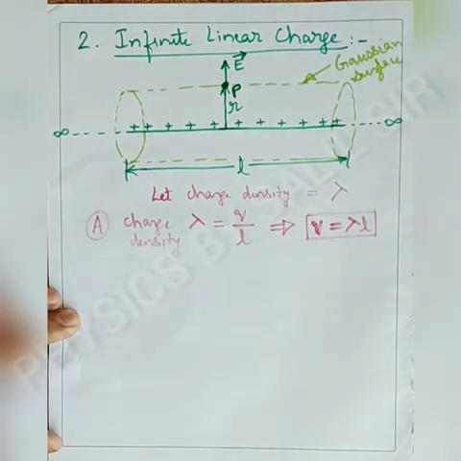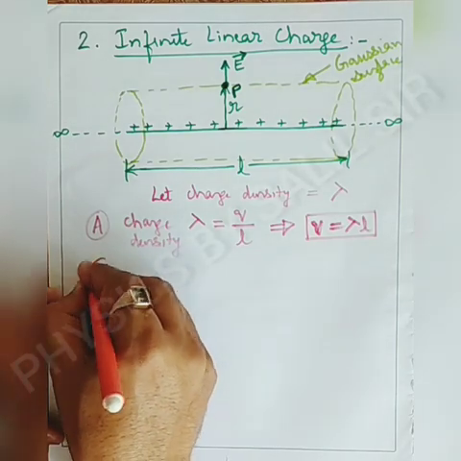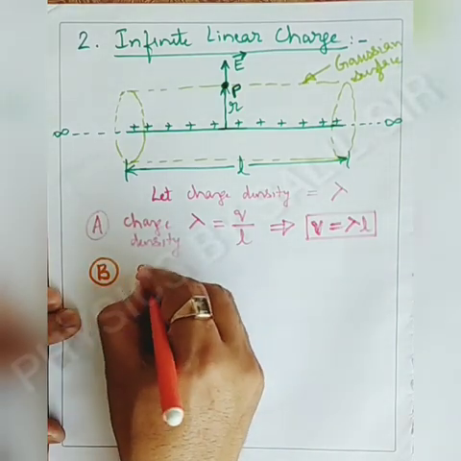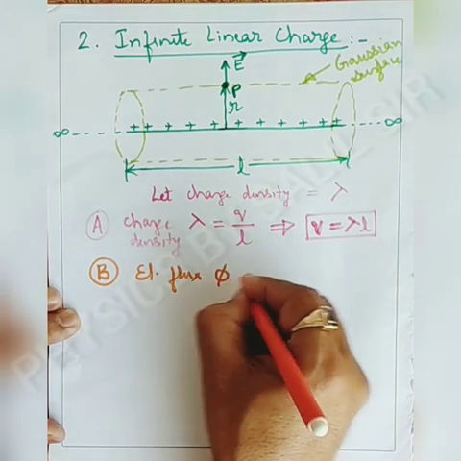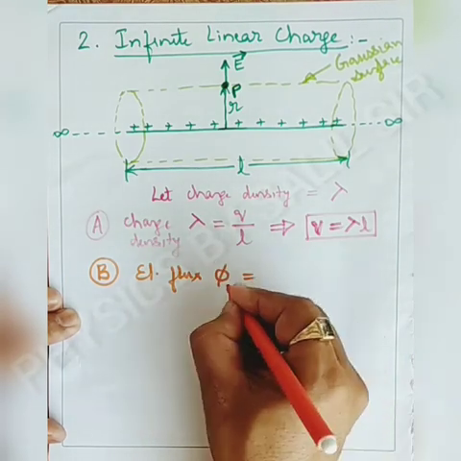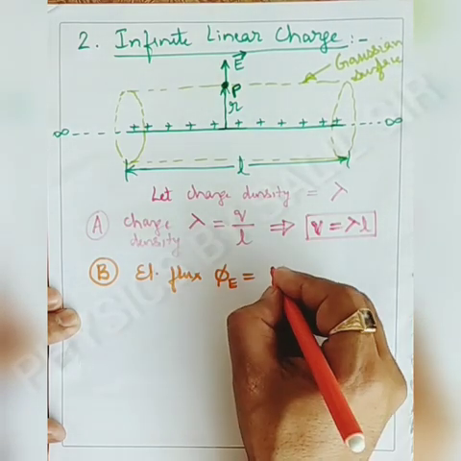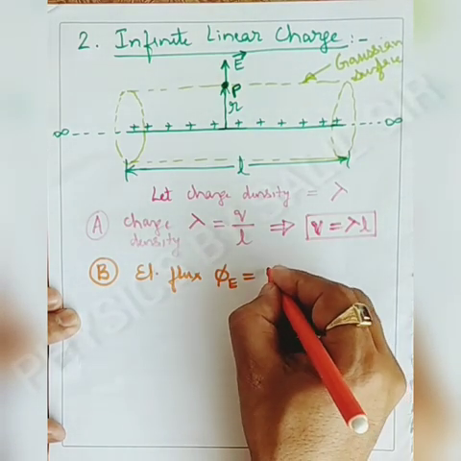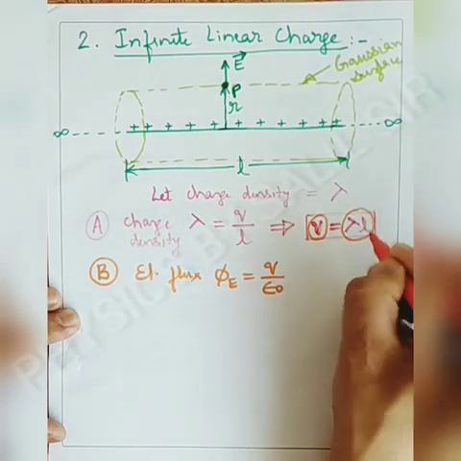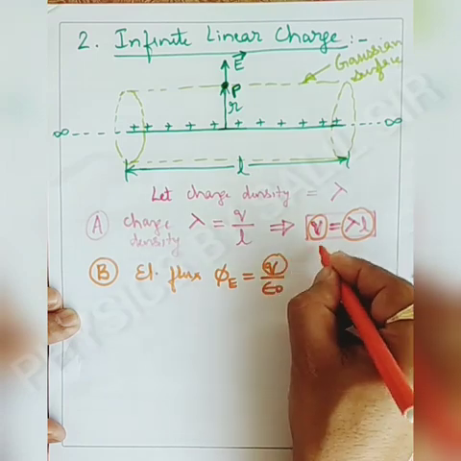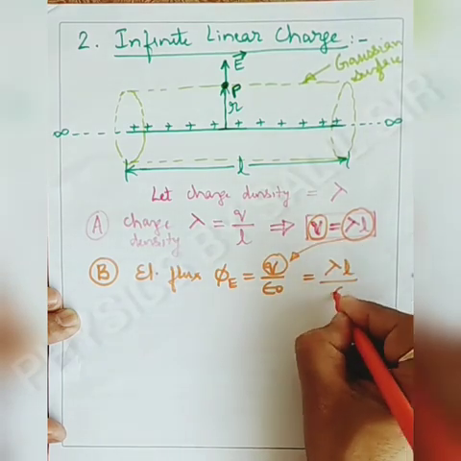Now B will be electric flux. Electric flux, we all know, is phi, or we can represent it as phi E. Phi E is equal to Q upon epsilon naught, but we know that Q is equal to lambda L. So in place of this Q, we can keep lambda L. So this is lambda L upon epsilon naught.